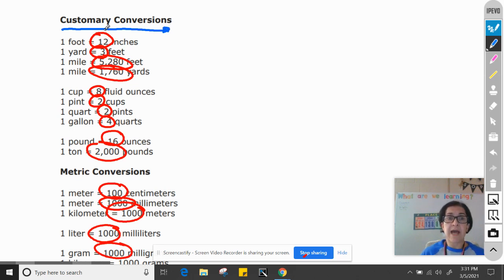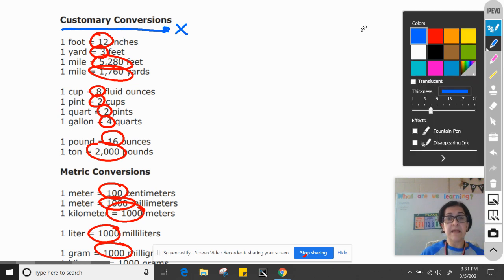So you multiply, and this number that is circled in the middle is what you multiply by. So this number is important to know. So if they give you a measurement in foot and they want the answer in inches, you multiply by that 12. The same goes for all of them. From miles to feet, you multiply by this. From cups to fluid ounces, you multiply by it.